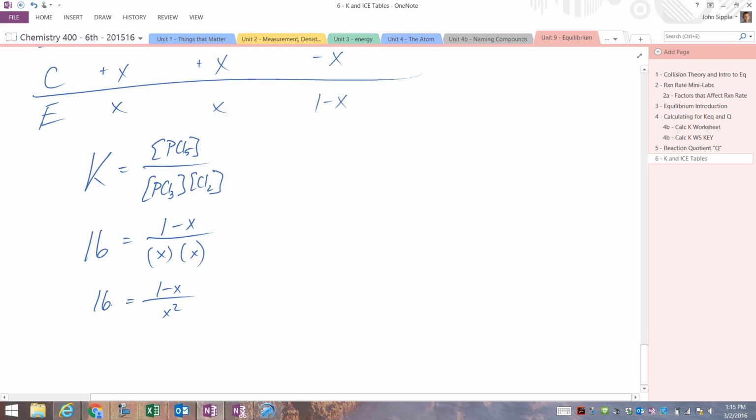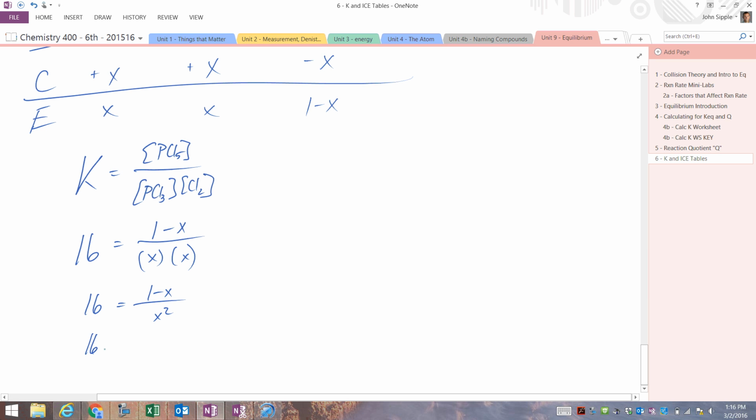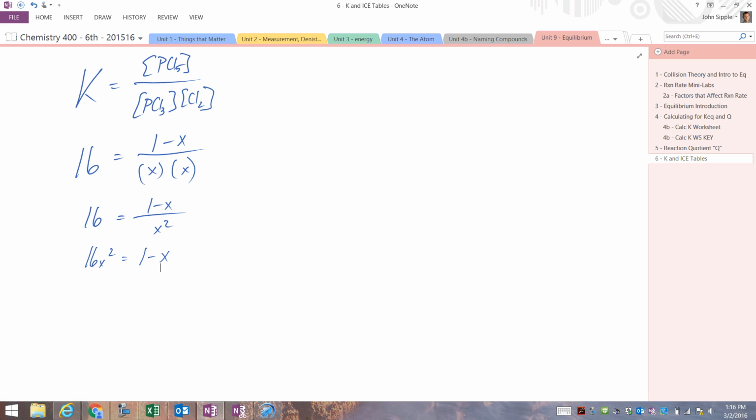Can we take the square root of this? No, unfortunately not. That means we're on our way to the quadratic formula. So we have to algebra it out. What is the quadratic formula always equal to? 0. Great. I'm going to do it step by step. We multiply each side by X squared, then add X and subtract 1 to get them over to the other side. So I'll have 16 X squared plus X minus 1 equals 0.